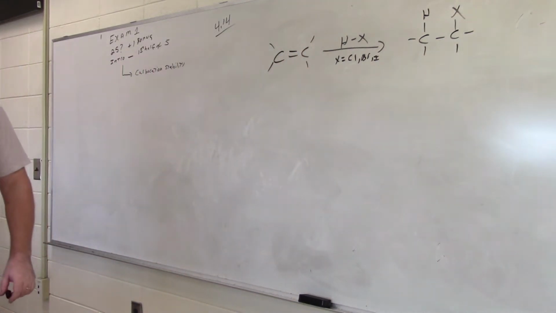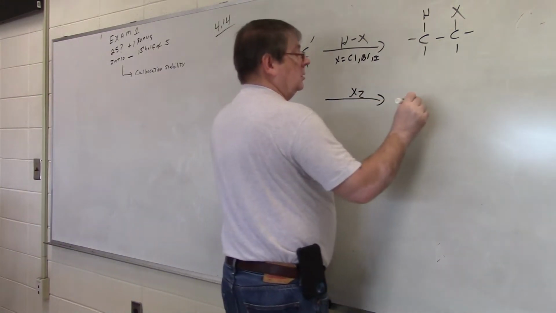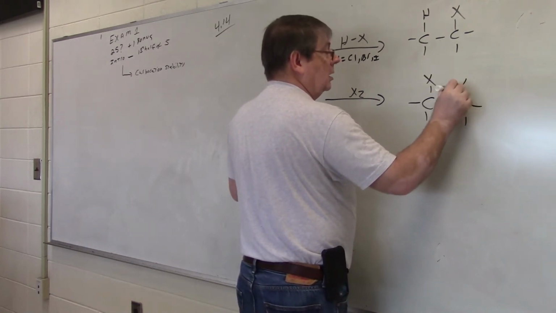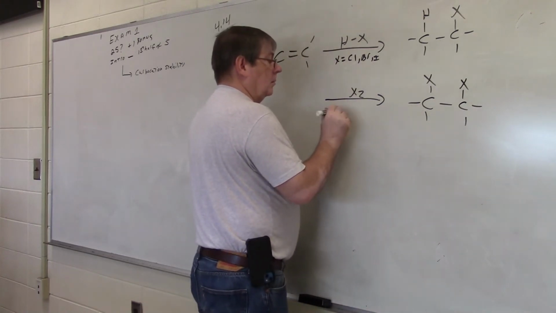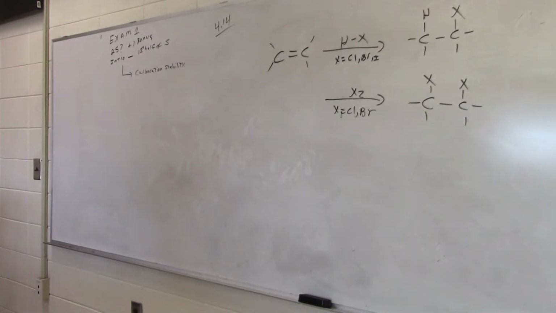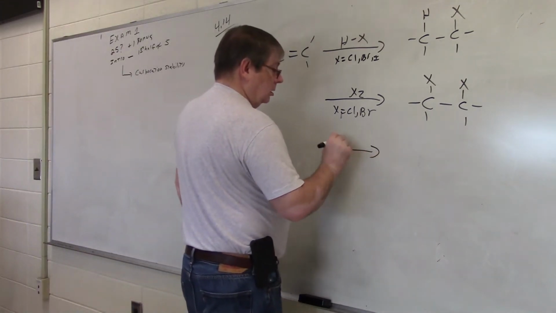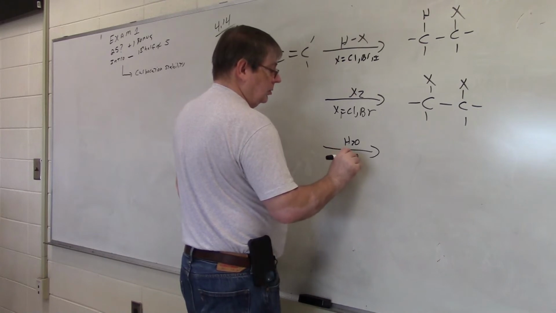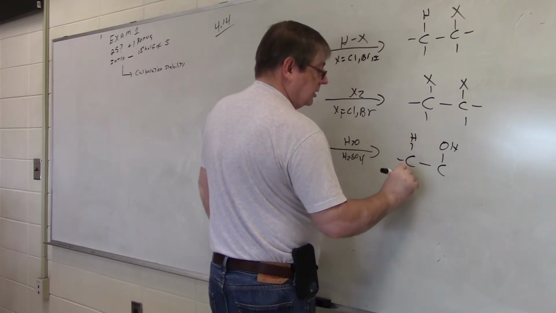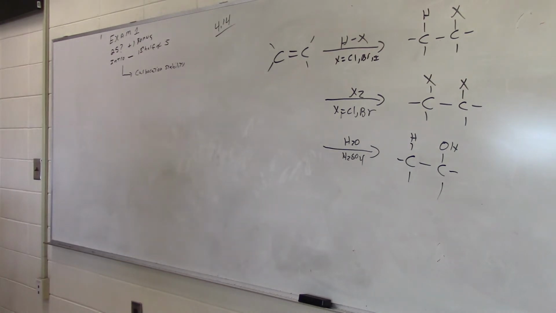What else can we add? X2. We can add X2, where X is what? Chlorine and bromine, no iodine in this case. We haven't really learned why that's the case yet, but that would be fair game. And then we talked about adding water. We talked about the fact we need a little acid so we can add water across a carbon-carbon double bond. Those are the only ones we talked about, right?